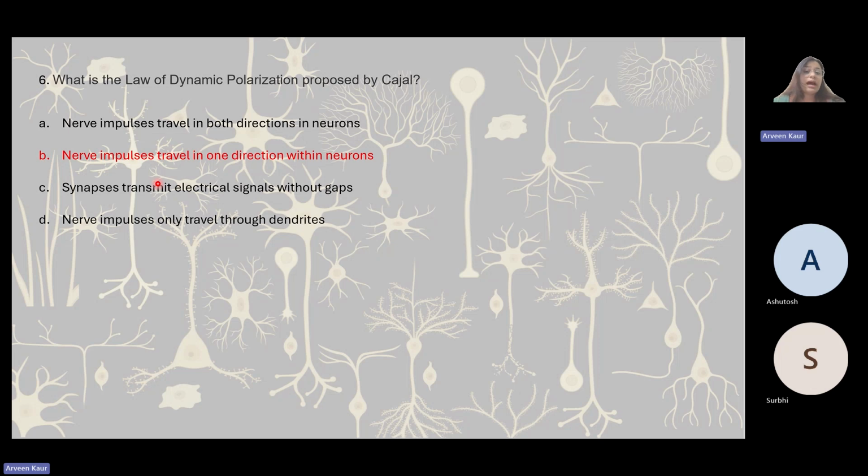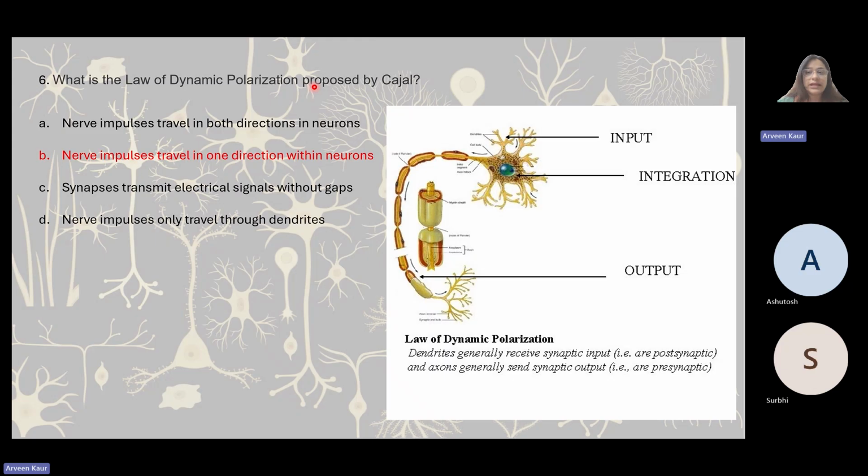We also studied how this directionality is maintained because of the depolarization of the previous region. The nerve impulse only has an option to proceed in one direction, right? That is how this directionality is actually maintained. We have gone through the mechanism also in the earlier lectures.